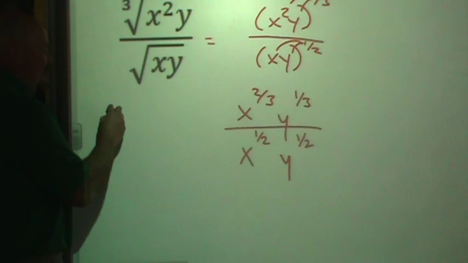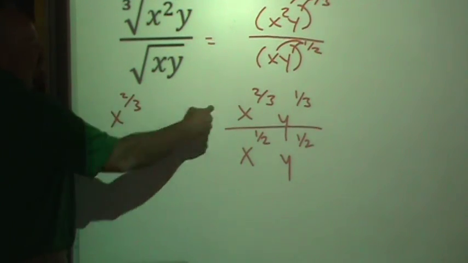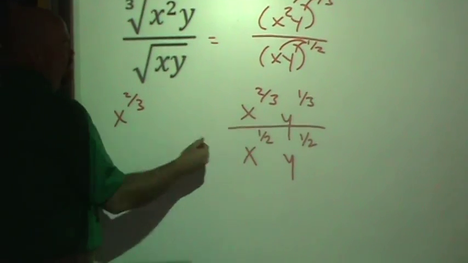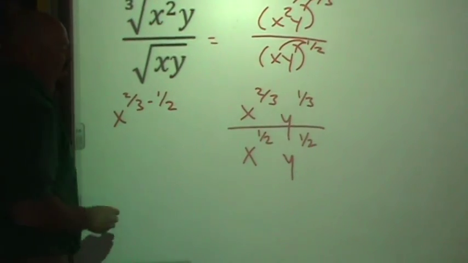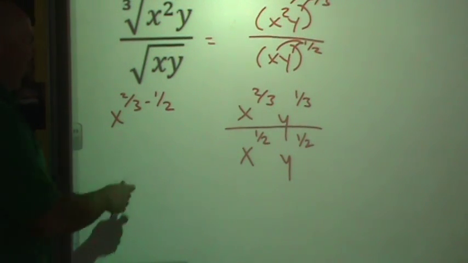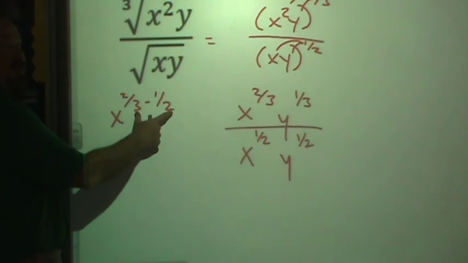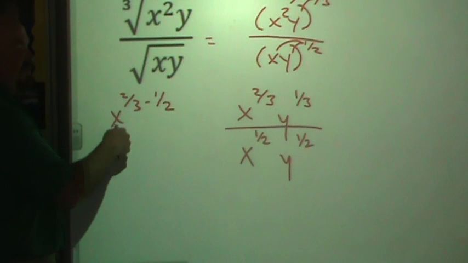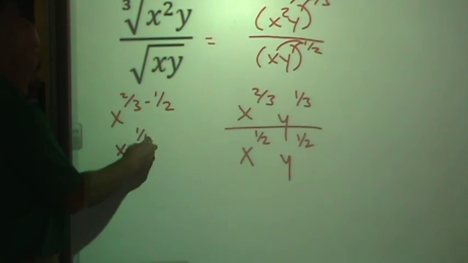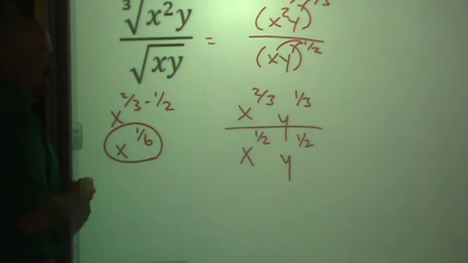So I can go off to the side over here and say x to the 2/3 over x to the 1/2. If I subtract these, okay, so you can pause it now and do your fraction math if you want, but the common denominator of 3 and 2 would be 6. So this is 4/6, this is 3/6. I get an overall value of 1/6 from this.